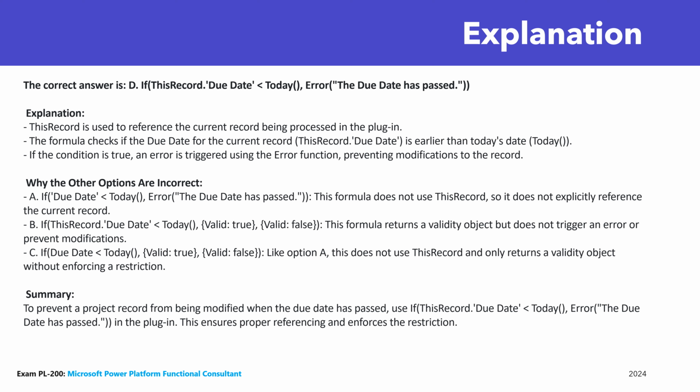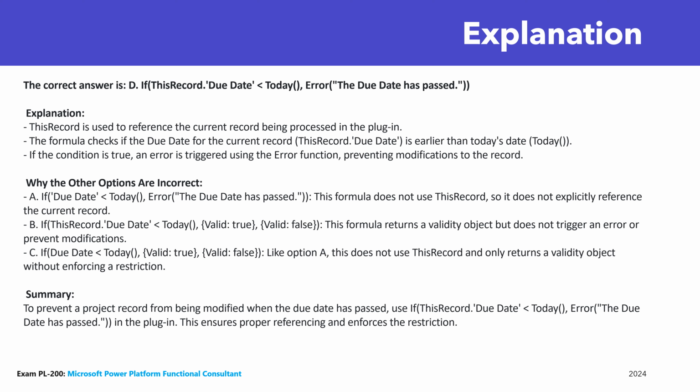The correct answer is D. If this record due date < today, error, the due date has passed. Explanation. This record is used to reference the current record being processed in the plugin. The formula checks if the due date for the current record, this record due date, is earlier than today's date. If the condition is true, an error is triggered using the error function, preventing modifications to the record.